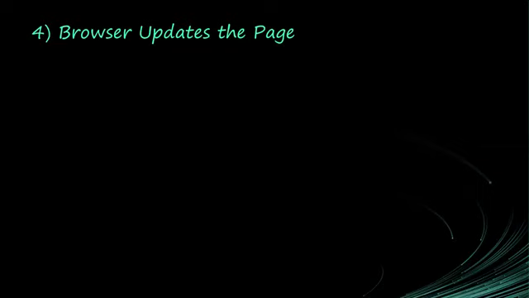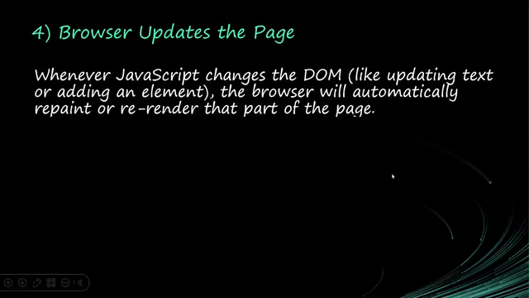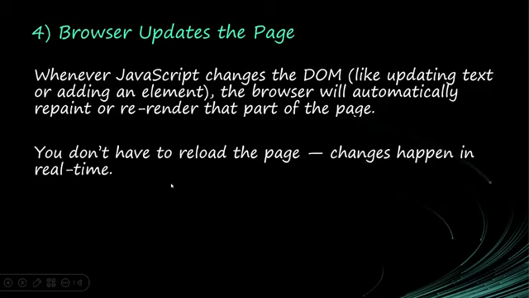First of all, your browser will load the web page. After loading the web page, the browser will parse it, read it from top to bottom, and create the DOM. All right. After creating the DOM, it will now be live and waiting for you to interact with it. And any interaction, any changes you make to the DOM, the browser will update the page for you. So whenever JavaScript changes the DOM, like updating text or adding an element, the browser will automatically repaint or re-render that part of the page. So you don't have to reload the page. All right. Changes happen in real time. You saw it, as soon as I changed the color, it happened in real time.